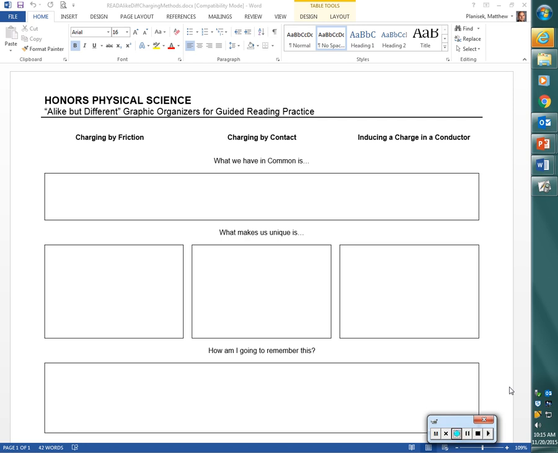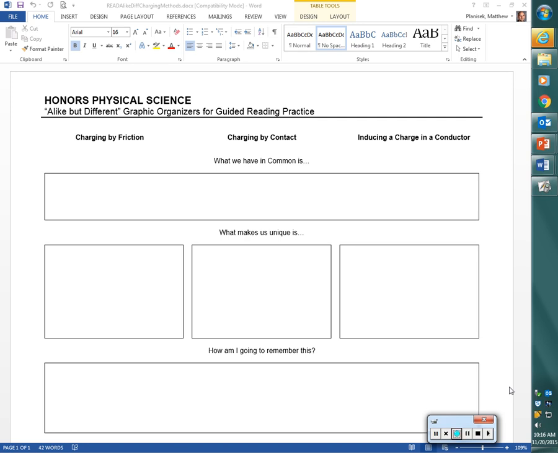Wednesday, I gave you three graphic organizers. We didn't get to all three of them. We only actually got to one of them. Let's pull out the one that is landscape across the page, sideways. Up at the top, it should say charging by friction, charging by contact, inducing a charge in a conductor. All right, so yesterday we started talking about these a little bit.